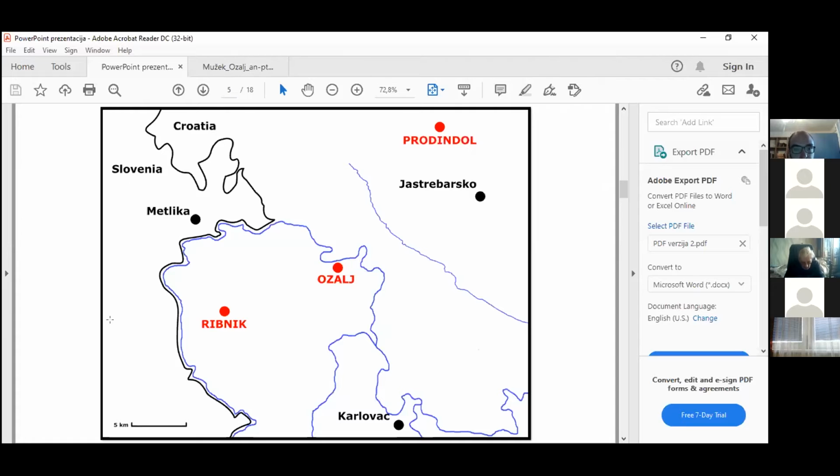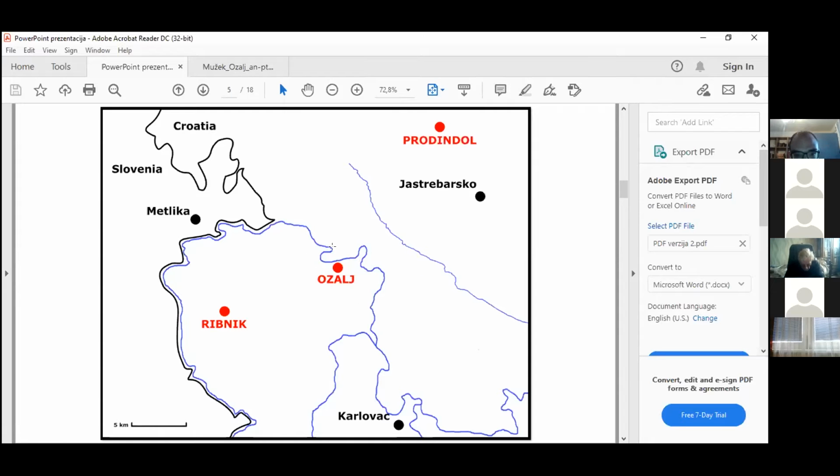And on the other hand, the language of Juraj Križanić, a 17th century Croatian writer, who was from Ribnik, belongs to type 3. And the dialect of Ozalj is located right between Prodindol and Ribnik on the map and in the dialect continuum. It's a very interesting dialect with transitional features between Kajkavian and Čakavian.